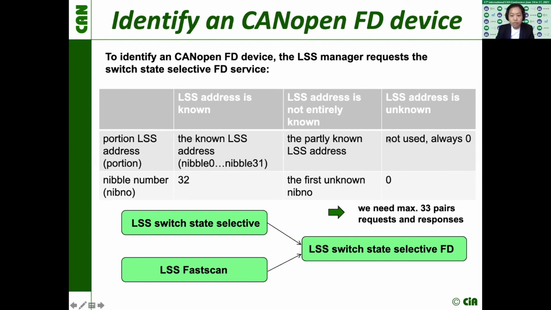You can see that for the worst case, if the LSS address is completely unknown, we will need 32 pairs of requests and responses for the 32 neighbors, plus one pair at the end to confirm that the full LSS address is checked. So in total, 33 pairs of requests and responses. So it is much more effective than the services as specified in CiA 305.